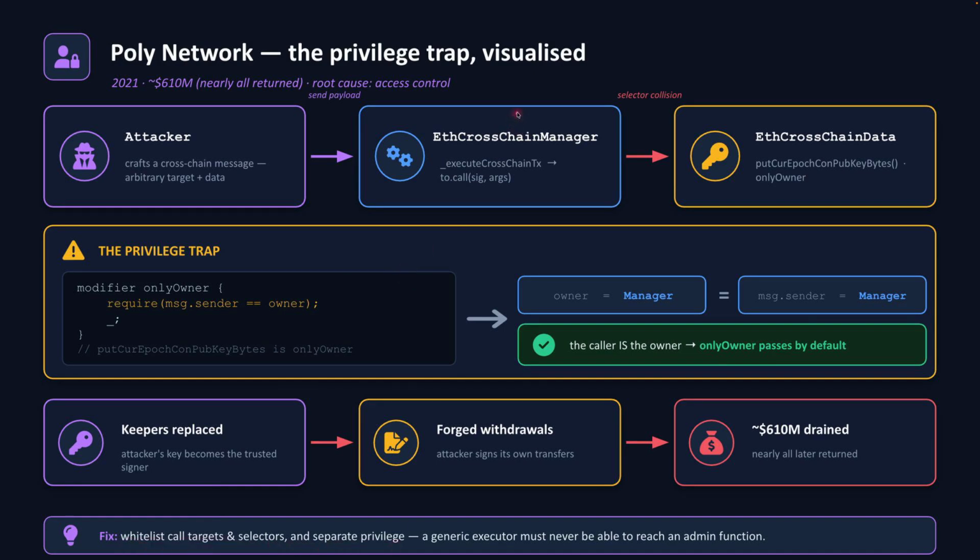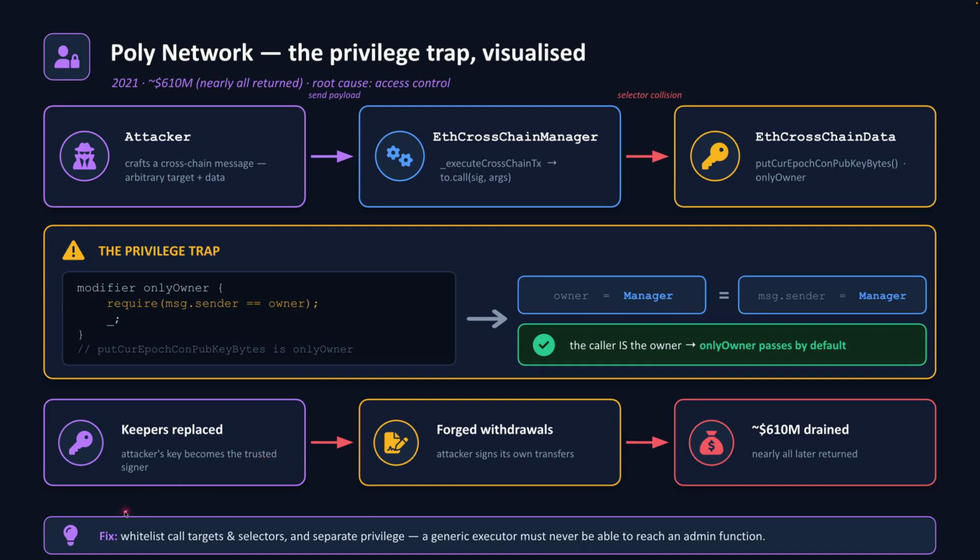In this case, the ETH cross-chain manager contract had multiple privileges. It was able to call its own function, and it was also the owner, right? So from within the contract, this function was invoked, due to which the message.sender was nothing but the owner itself. The only owner check was bypassed. Doing that, the hacker replaced all the keepers, forced withdrawals, and drained $610 million.